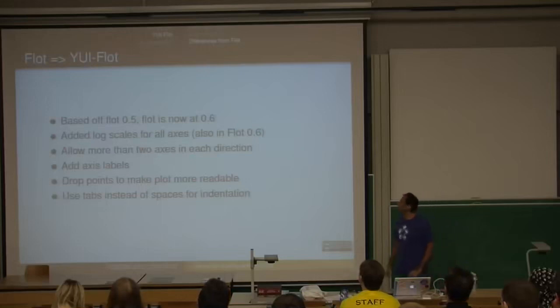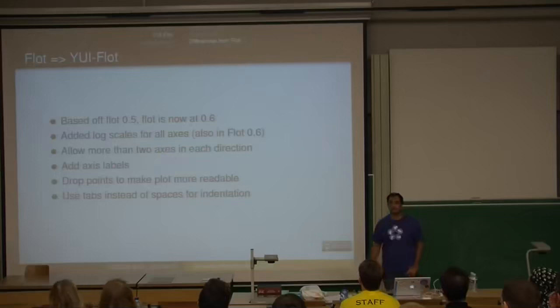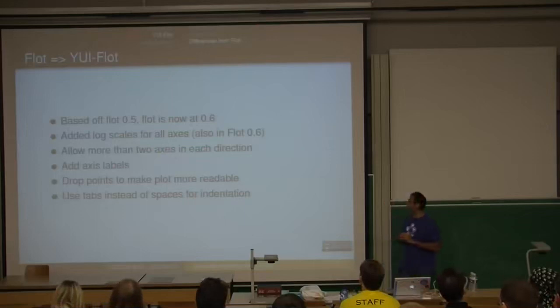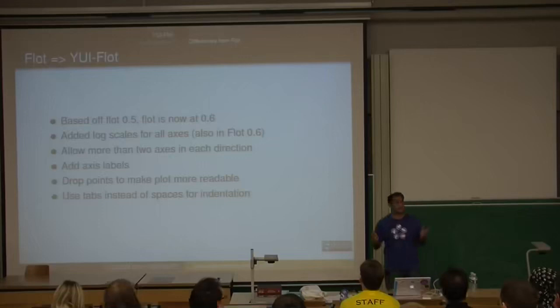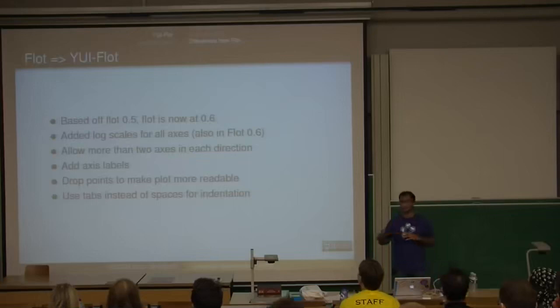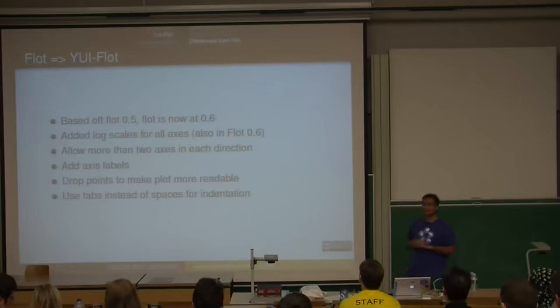One thing I added was logarithmic scales. So Flot itself only had linear scales, both x and y axes were only linear. I added logarithmic scales to all axes, which is actually more than what Flot has. So Flot has 2 axes on each side, so you can have 2 x-axes and 2 y-axes. YUI Flot can have an unlimited number of axes on any direction. It doesn't draw all of them, so you can only draw 2, but you can have an infinite number of scales. Again, infinite depending on the resources you have to actually store that in memory.